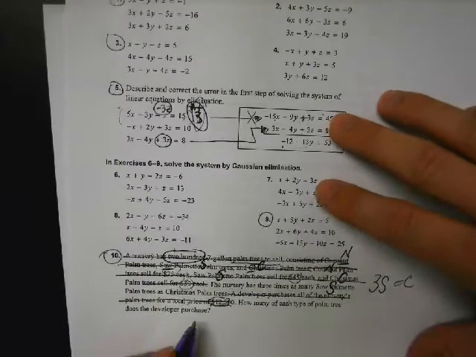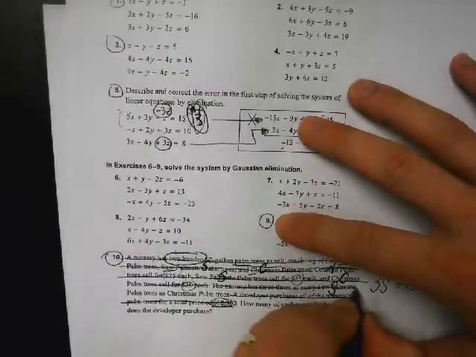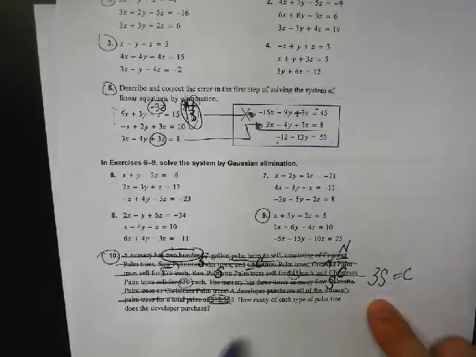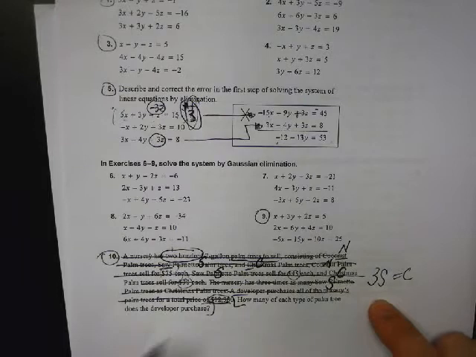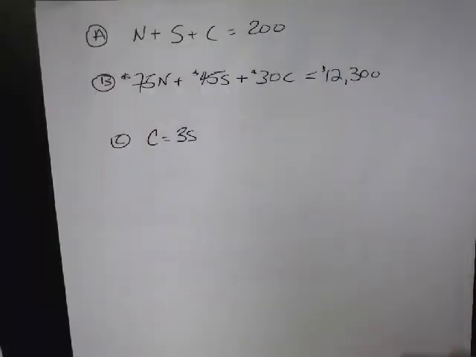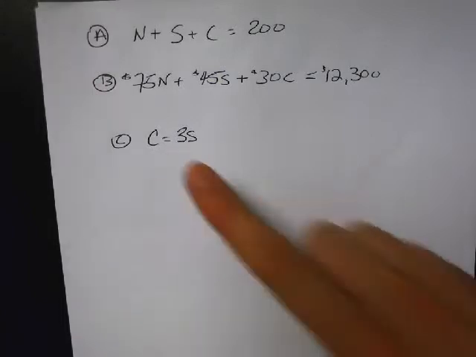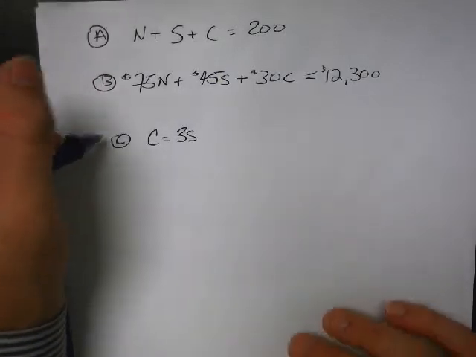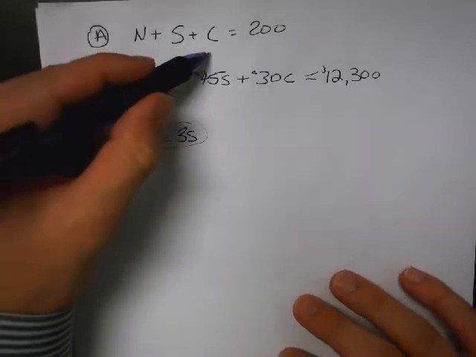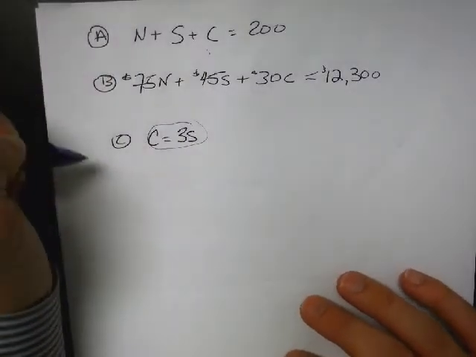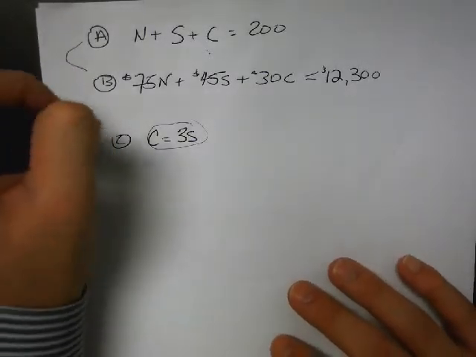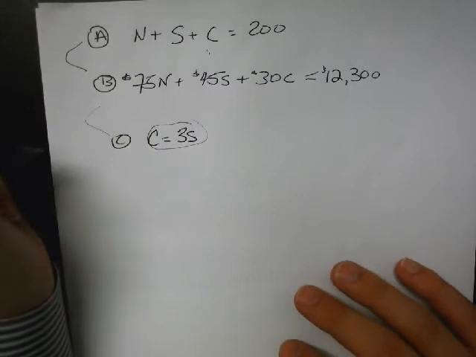So we can take out this sentence too, because now we have that equation, and that leaves us just with the last one. How many of each type of palm tree does the developer purchase? All right, so our last equation was C equals 3s, which is good news for us. This means that we can take this information and substitute it into any one of our other equations. But the process is still going to be the same. We're going to take A and B, and then we're going to take B and C like that.